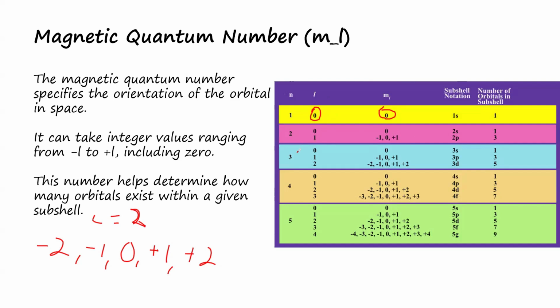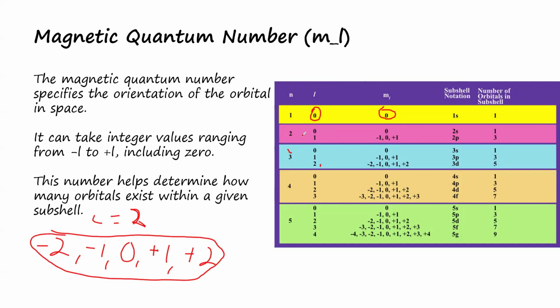And for n equals 3, you have three possible values of L: 0, 1, and 2. For the 0, the magnetic quantum number remains 0. For the L value of 1, it is minus 1, 0, and plus 1. And for L equals 2, we have something like this. So this is how it goes.